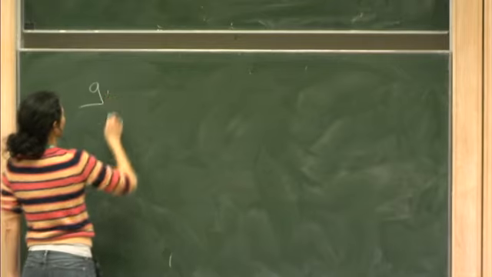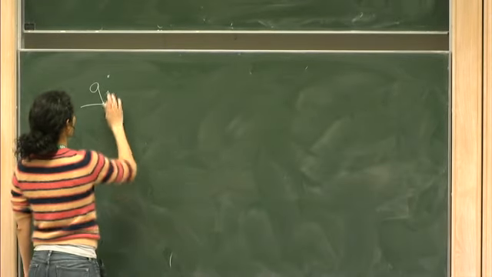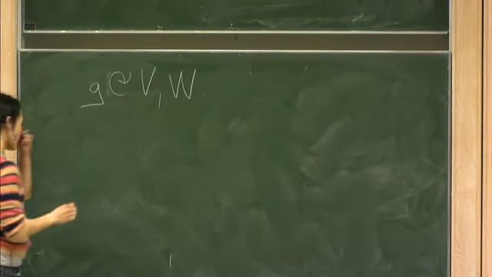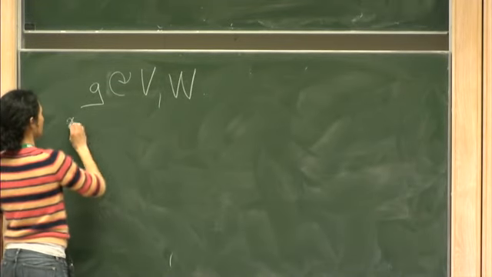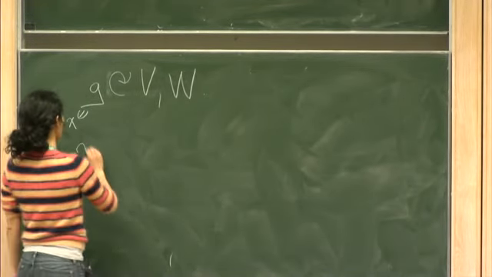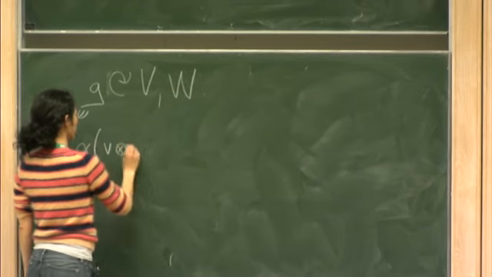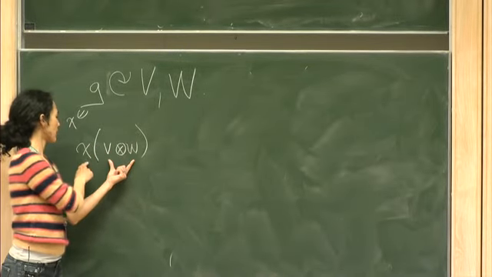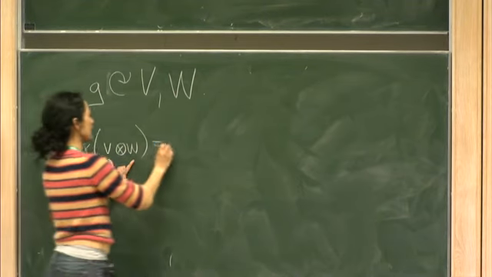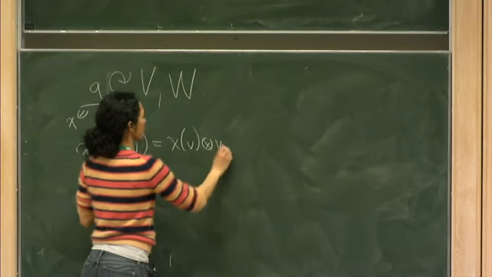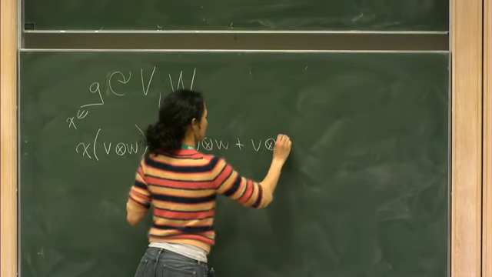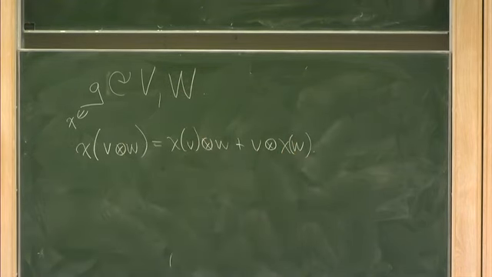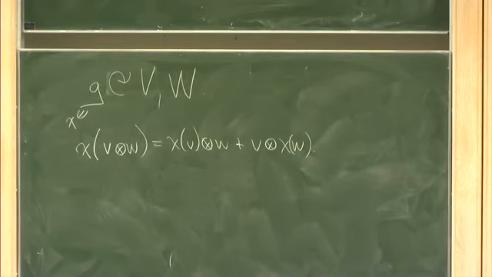So if you have a Lie algebra representation on two vector spaces V and W, and now you have some element X of the Lie algebra, then you extend linearly from the action on these decomposable vectors as X acts on V tensor W plus V tensor X acting on W. Okay.